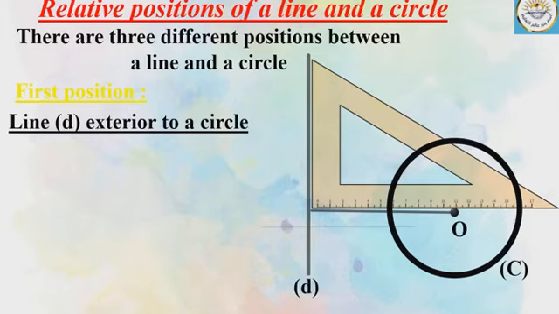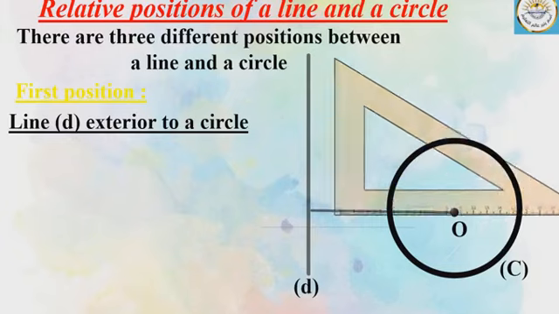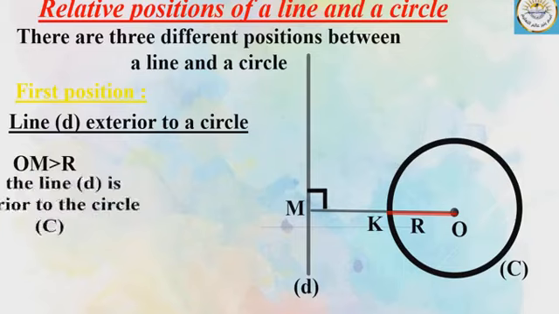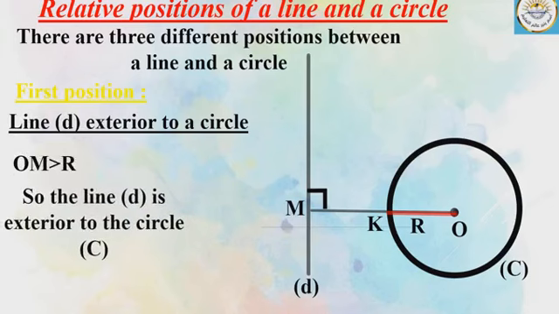The distance between the center of the circle to the line is bigger than the distance between the center and the circle itself. So it is bigger than the radius. So OM is bigger than R, which is the radius of the circle. As you see, we can notice that OM is larger than R. So the line D is exterior to the circle C.